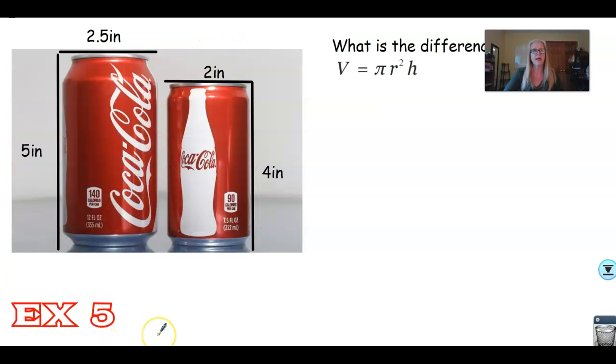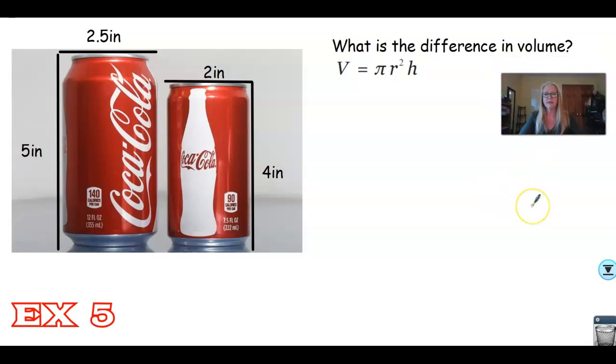Next example. This example is an application problem. This has got multiple steps. They've given you the full-size Coke can, and you know those little mini Coke cans, they give them to you on airplanes and stuff.